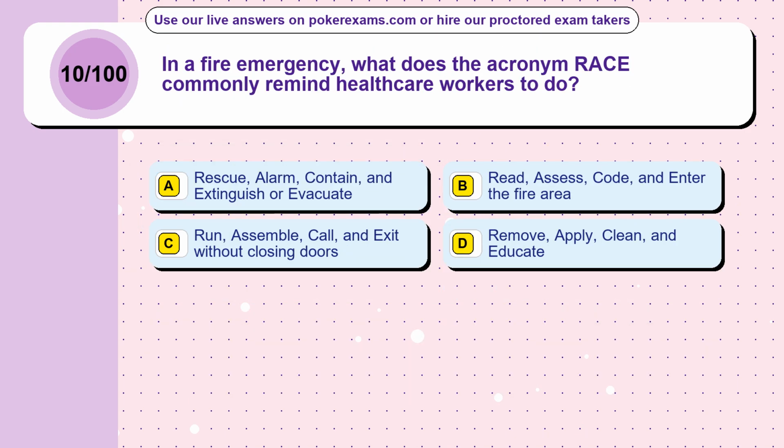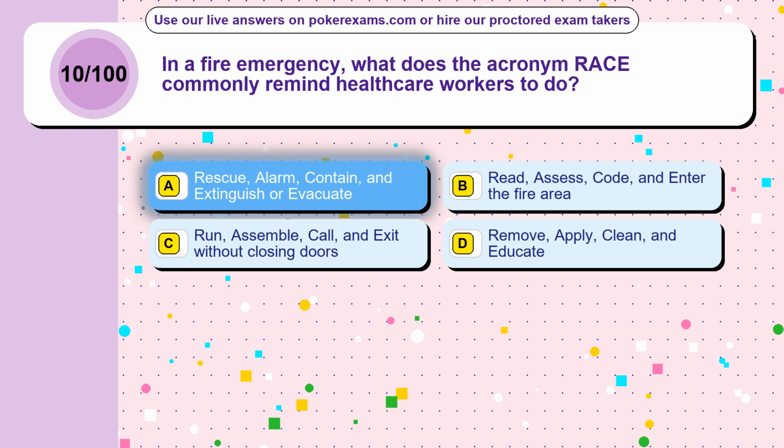Question 10. In a fire emergency, what does the acronym RACE commonly remind healthcare workers to do? Option A. Rescue, alarm, contain, and extinguish or evacuate. Option B. Read, assess, code, and enter the fire area. Option C. Run, assemble, call, and exit without closing doors. Option D. Remove, apply, clean, and educate.